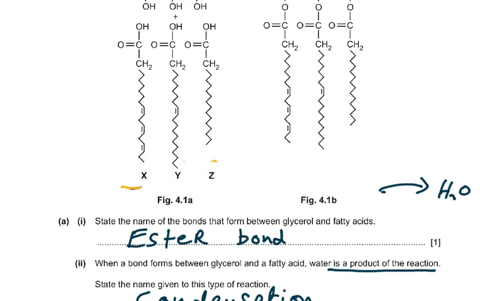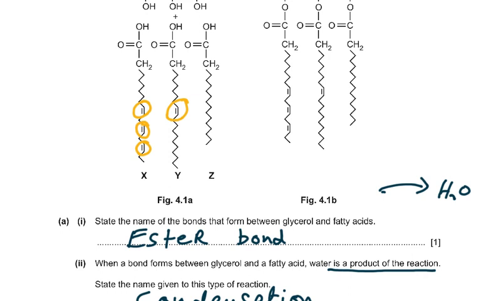What we have to understand is Z is saturated. There's no double bonds between carbon-carbon. So carbon-carbon has a double bond. So Z is saturated, X and Y are unsaturated. You can see this is the double bond which you can see here, and then here, and then here, and then here. So 3 double bonds in X and 1 double bond in Y and no double bond in Z.